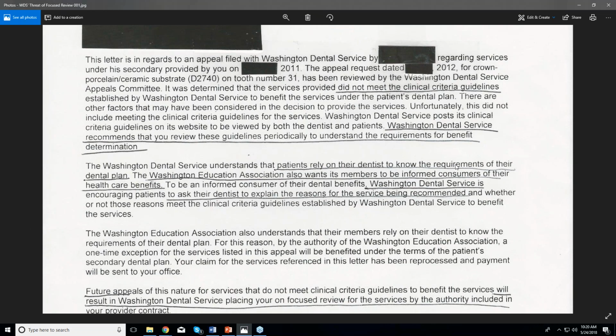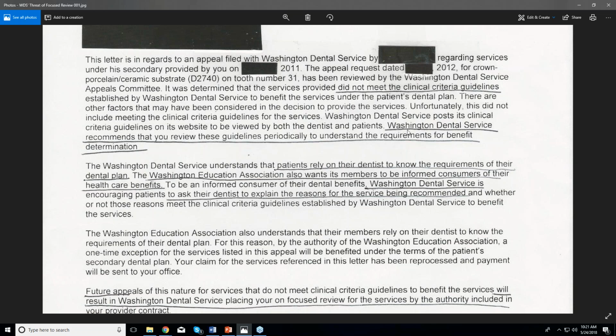So this letter, let's read it. This letter is in regards to an appeal filed with Washington Dental Services by so-and-so regarding services provided by you on such and such date. Essentially, the underlying section here says Washington Dental Services, which is basically Delta Dental of the state of Washington, determined that the services provided did not meet the clinical criteria guidelines established by Washington Dental Services to benefit the services under the patient's dental plan.